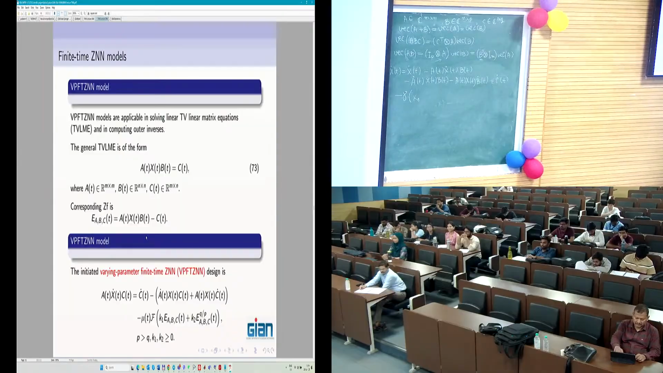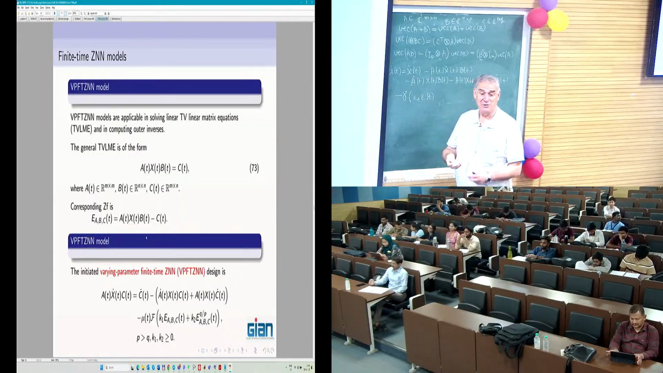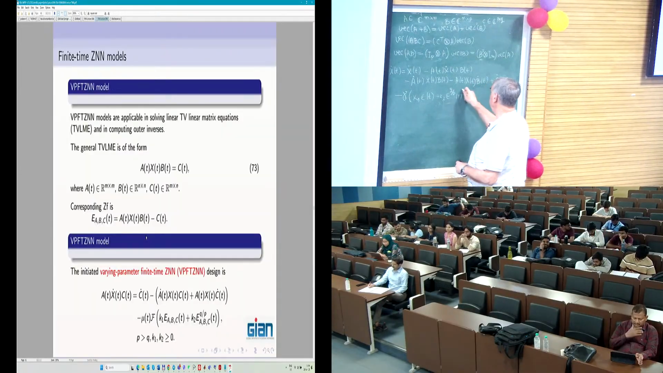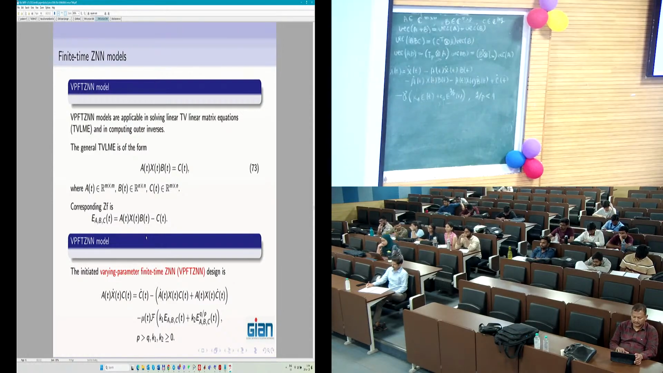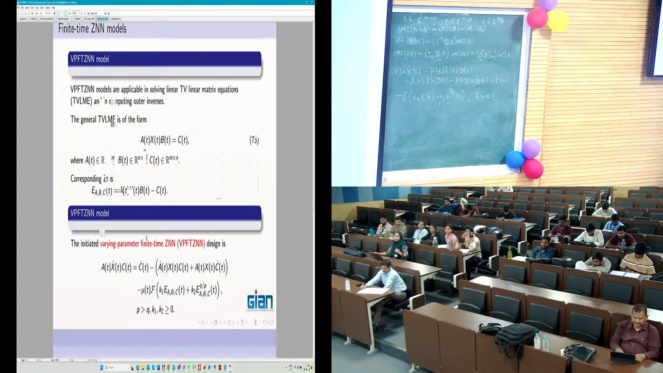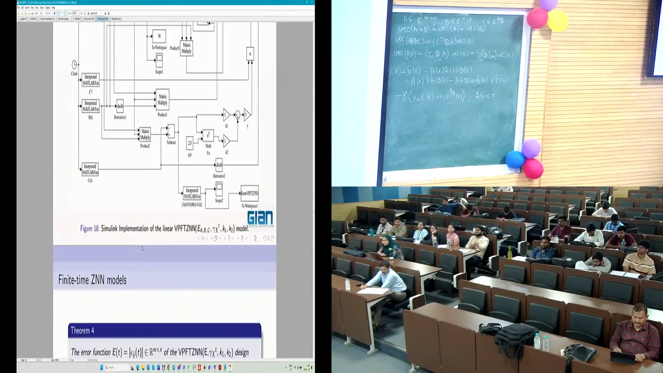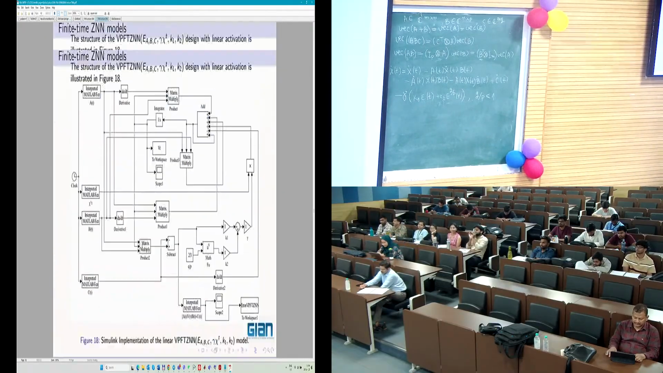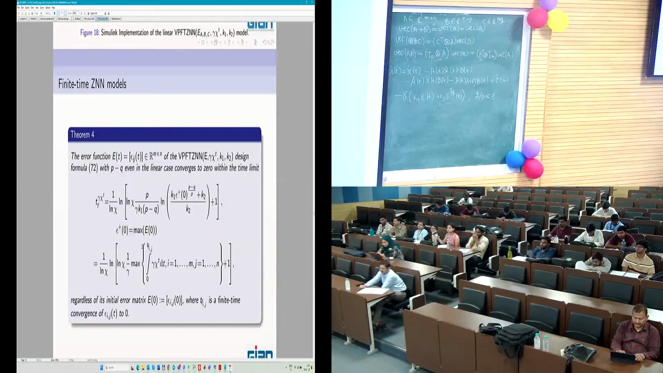Of course, we can write, we will obtain nothing. I think we change the problem which we want to solve. E of t will be different here. Of t q by p is our VP FT ZNN model. The VP FT ZNN model requires a lot of details. Theoretical result.